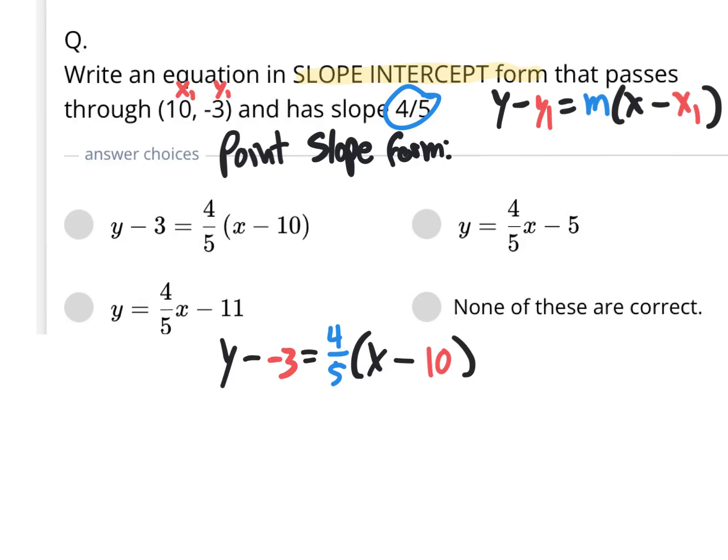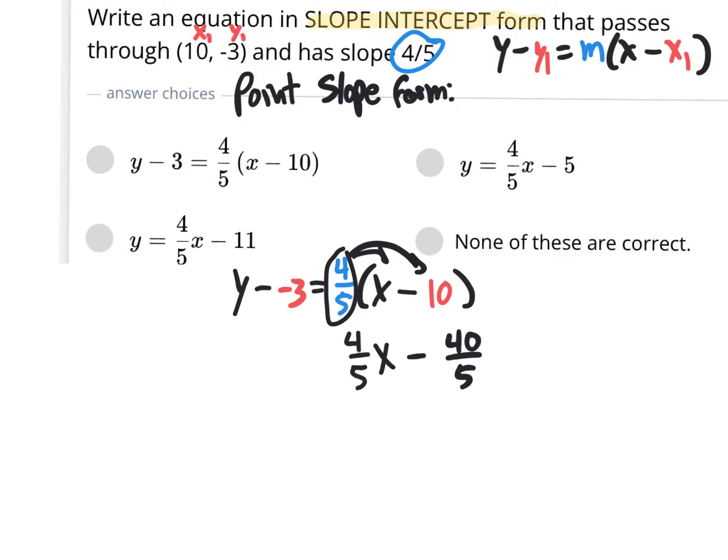So we want y equals mx plus b. So let's distribute the 4/5 times x. That'll be a 4/5 x. Distribute 4/5 times -10. That'll be a -40 over 5. And 40 over 5 does divide and give you the answer 8. So let me rewrite what I have here.